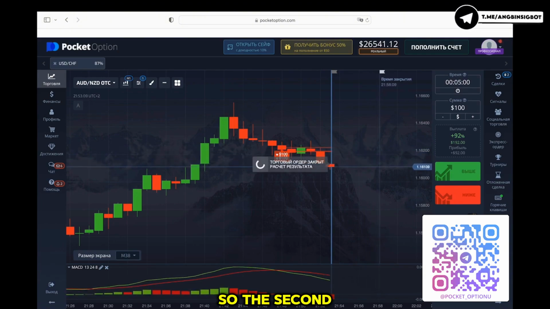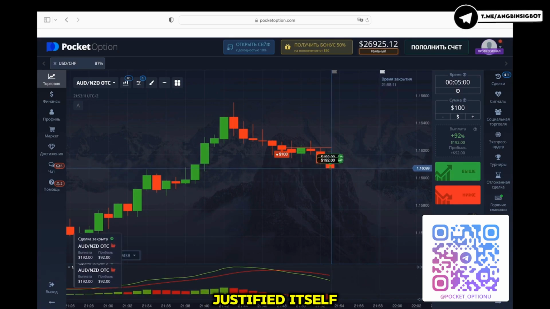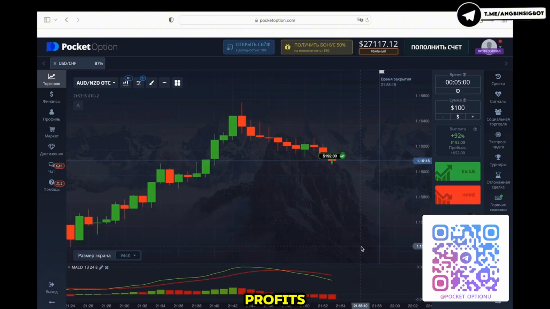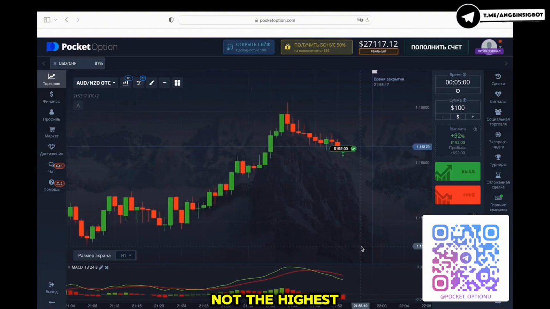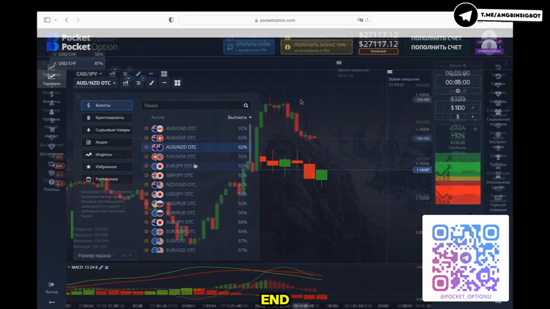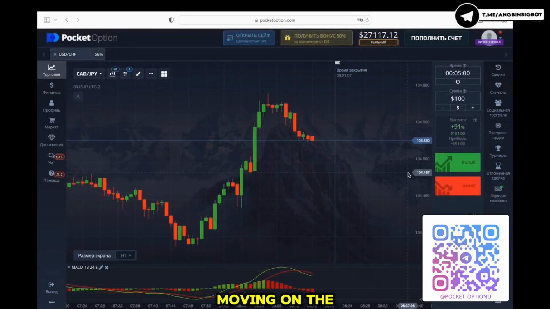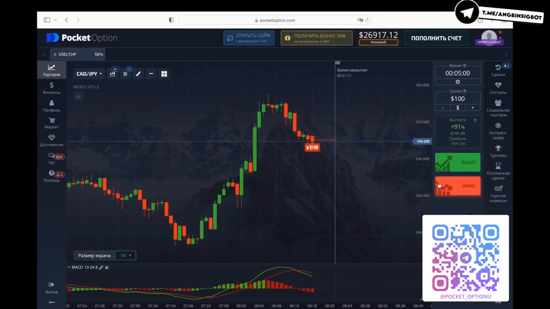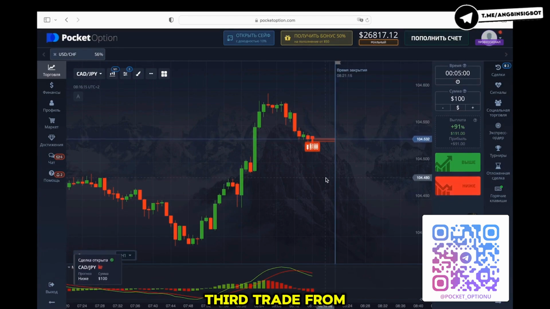So, the second signal confirms that the indicator has justified itself and the trade closes in profit. We have 3 profits. The activity on the chart is not the highest, but there are very good stable downward movements, especially towards the end. Moving on, the next interesting point is that the indicator has already crossed its central line. Theoretically, one could have entered a bit earlier. Let's open the third trade from here.